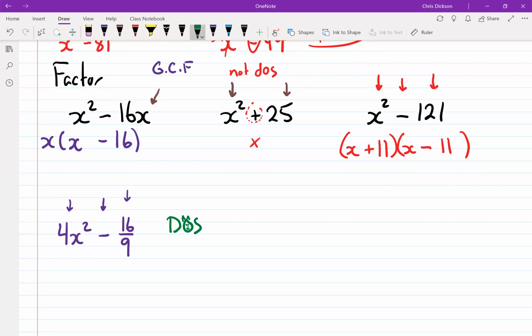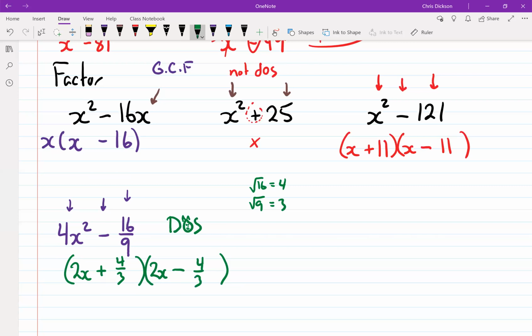Okay, so let's do our brackets. So cool little brackets here. And we're going to make a plus sign and a minus sign. And then we're going to square root both these numbers. So square root of 4x squared is 2x. So I write 2x in each one of those. And the square root of 16 over 9, well, the square root of 16, if I square root 16, I get 4. And the square root of 9 is 3. So this would be 4 over 3. And this would be 4 over 3. So there's our difference of squares here.